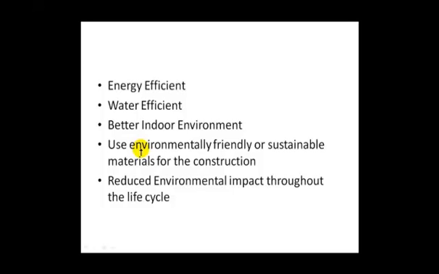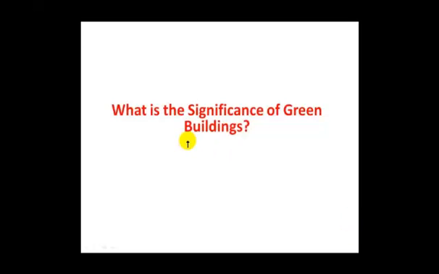And green buildings use environmentally friendly or sustainable materials for construction. What do you mean by environmentally friendly or sustainable materials? For example, recycled materials or reused materials or materials which are manufactured or extracted regionally are considered to be sustainable materials. We'll discuss about sustainable materials in session 6. In conclusion, the overall environmental impact of green buildings is very much lesser compared to conventional buildings throughout the life cycle. What is the significance of green buildings?